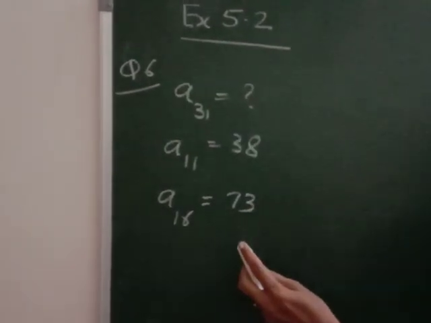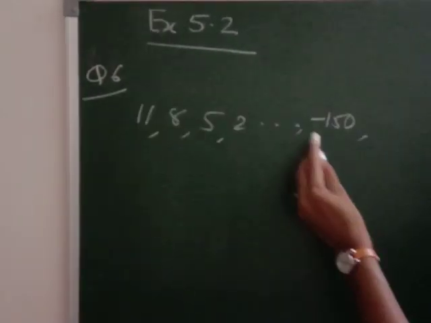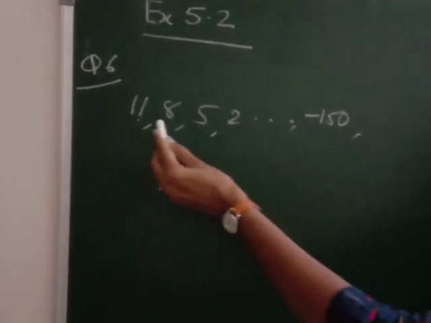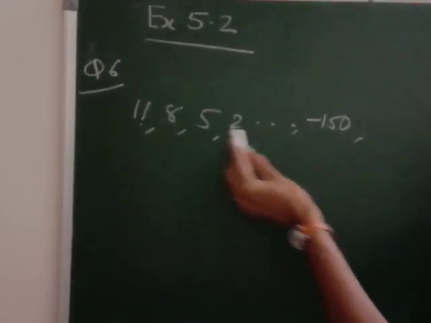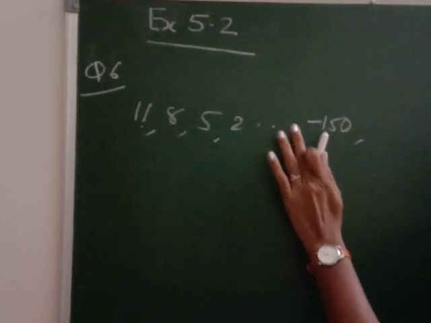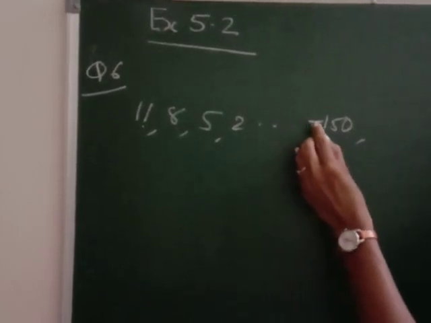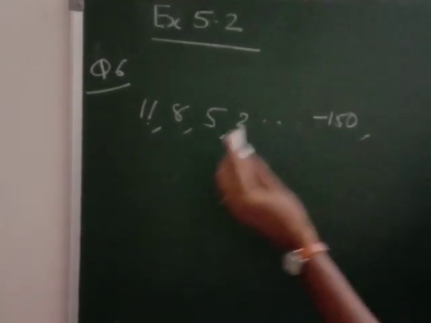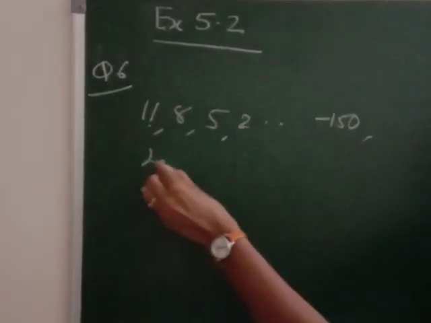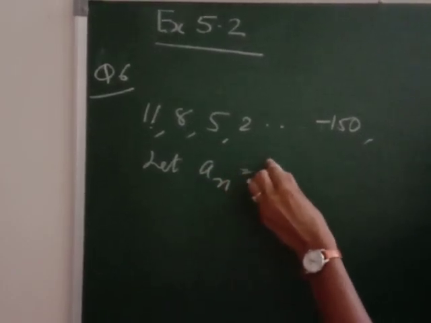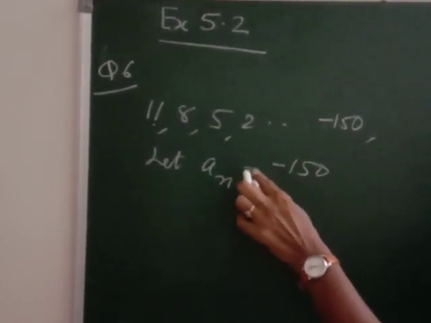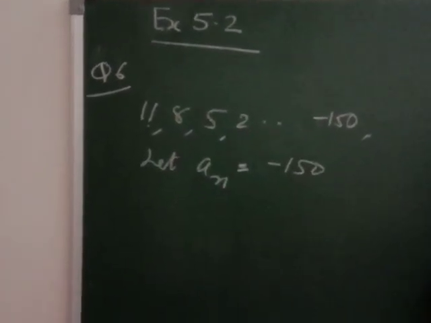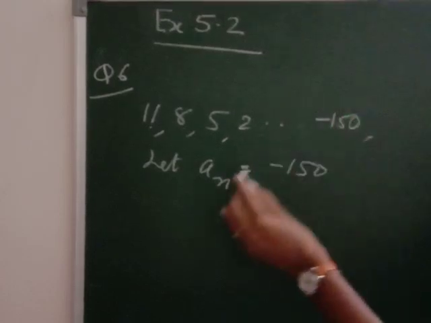Check whether, in question number 6, that is 11, 8, 5, 2. Here the numbers are decreasing. They are in decreasing order. Now the question is asking whether minus 150 is any term or not. Okay, so let us think, yes, it is the nth term. We have to check whether you will get minus 150 when you are writing this AP.